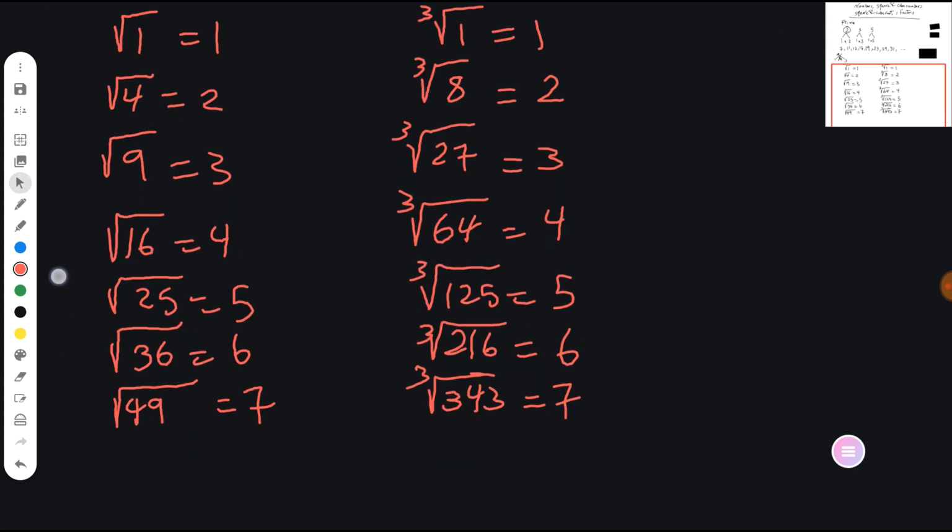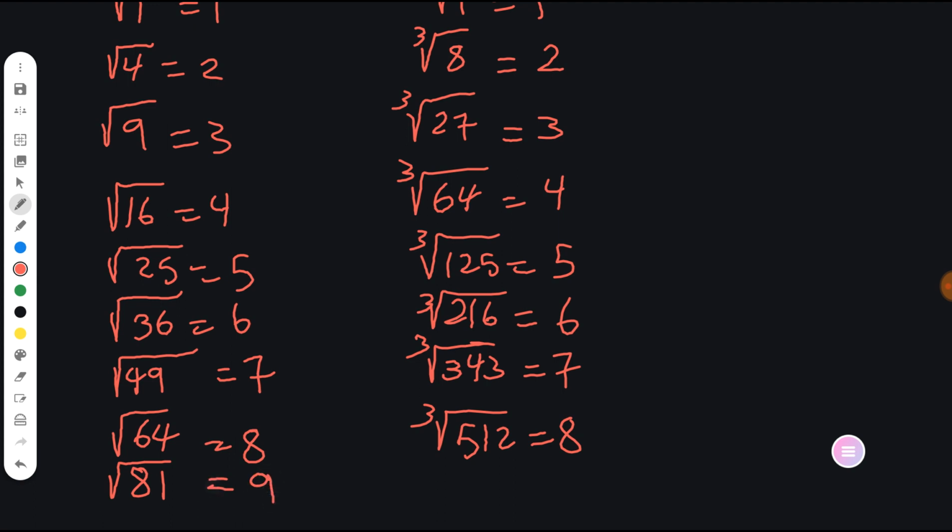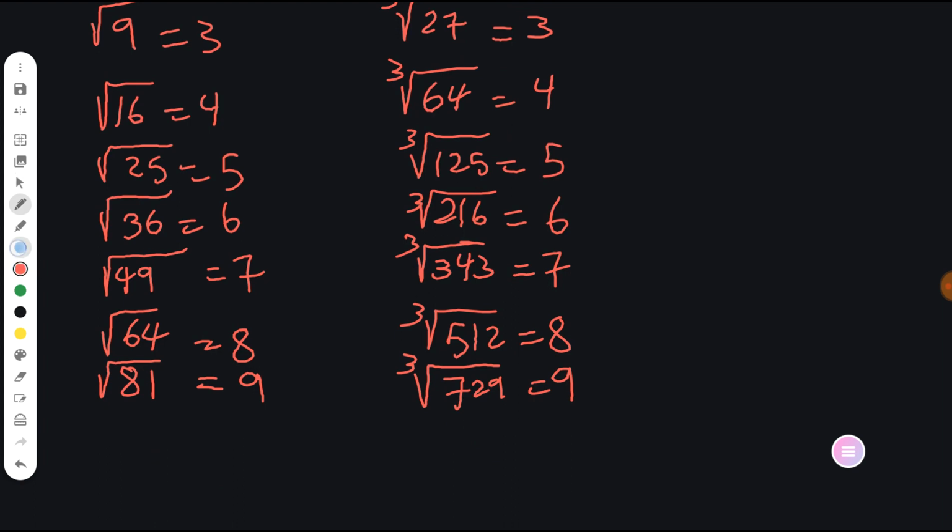I will write them until we reach 10, okay? Square root of 64 equals 8, cube root of 512 equals 8, and square root of 81 equals 9, cube root of 729 equals 9, and the last number is square root of 100 equals 10, and cube root of 1000 equals 10 too.